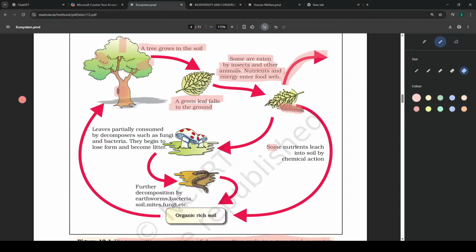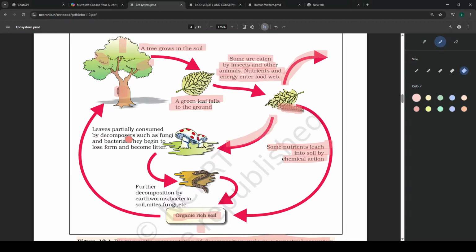A tree grows in the soil, a green leaf falls to the ground, and some are eaten by insects and other animals. Nutrients and energy enter the food web. One way is that instead of entering the decomposition cycle, the energy will enter the food web. Another way is that some nutrients leach into the soil by chemical action, and this will create an organic rich soil.